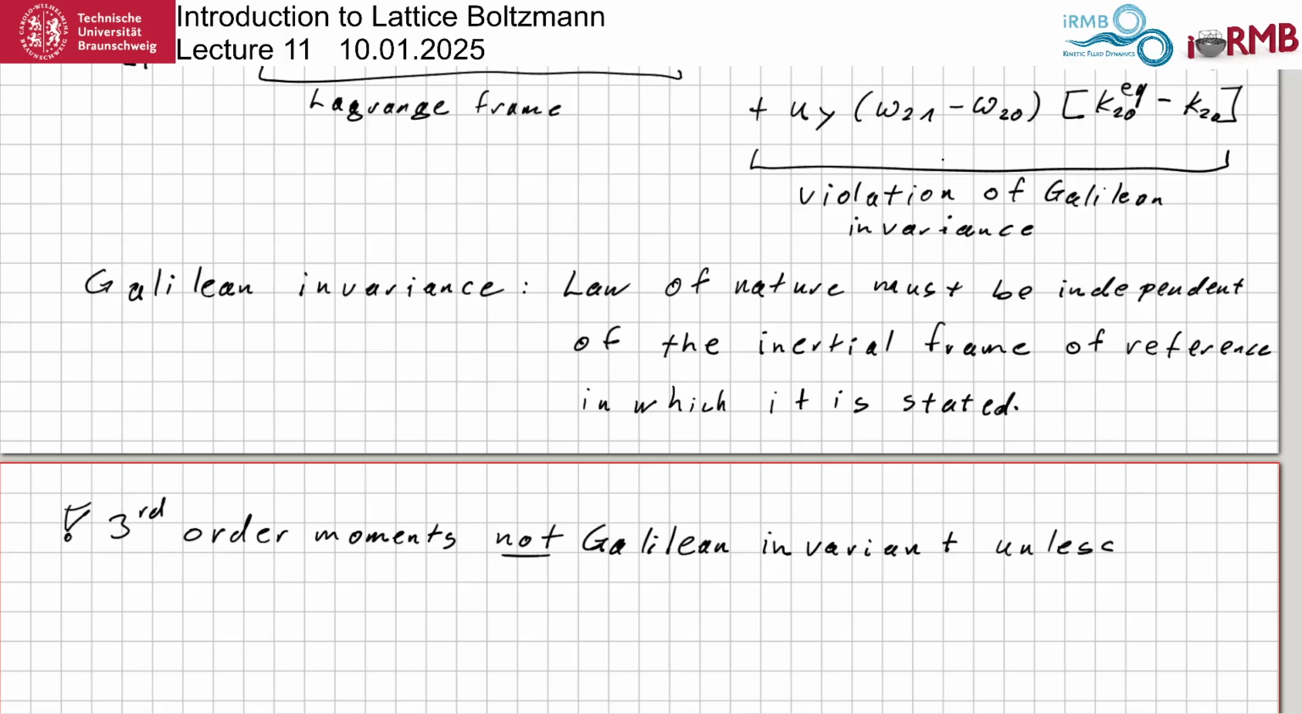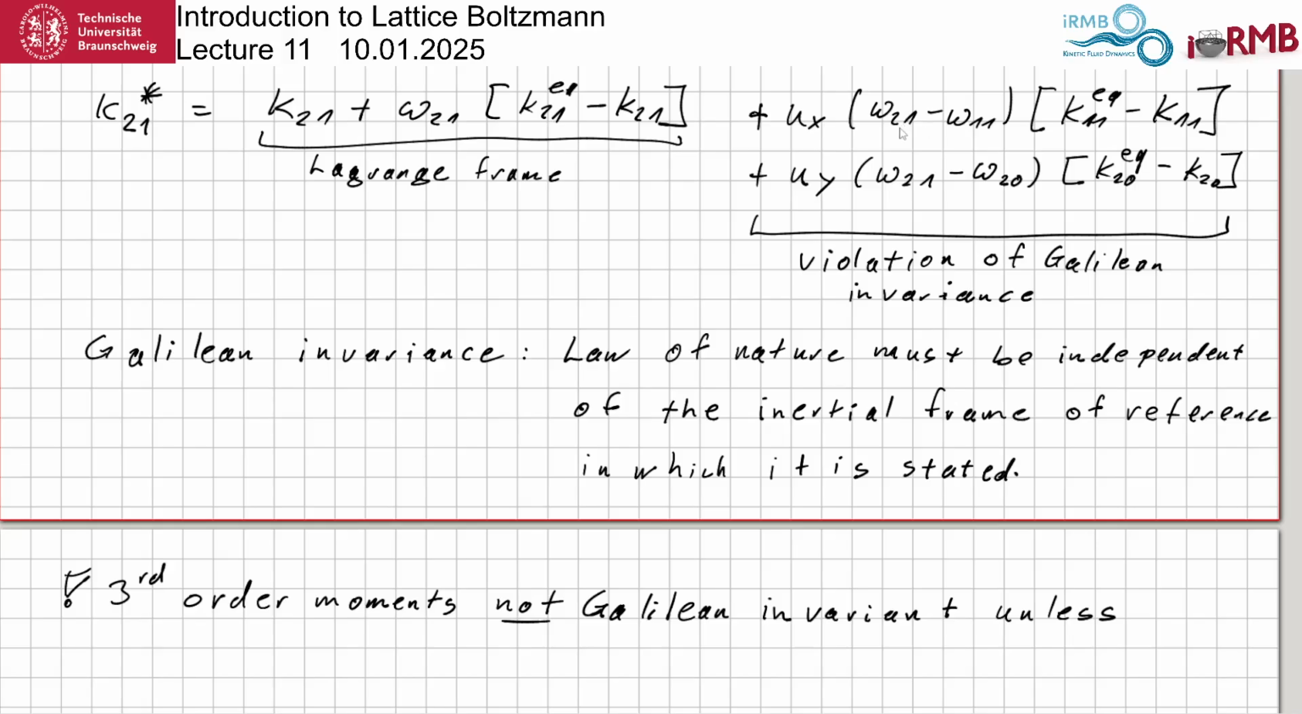Unless, so we can make these things Galilean invariant, very simply, by deciding that these relaxation rates are all the same. So if these relaxation rates, the second and the third, are the same, then they are Galilean invariant. And is this what we wanted? We wanted to have different relaxation rates. So this is why we call it MRT. So unless omega 2,1 is equal to omega 2,0 is equal to omega 1,1.